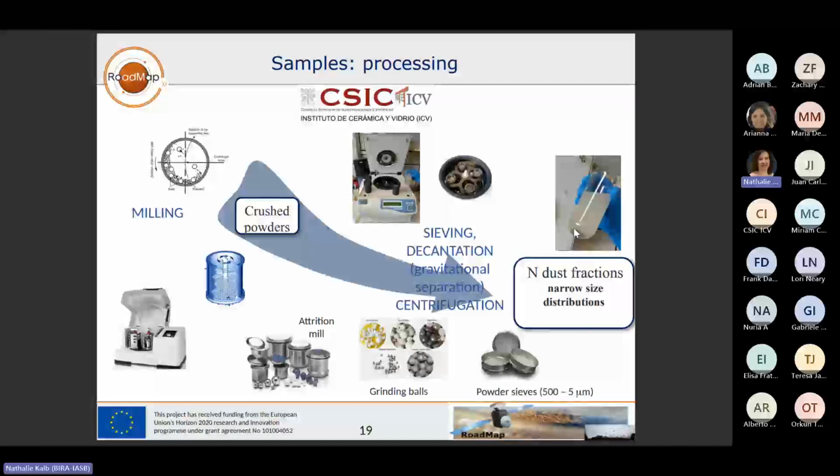Olga also showed you this before: the samples went through very lengthy processing at the Instituto de Cerámica y Vidrio in Madrid. Of course they had to produce very small, narrow size distributions, so they had to mill the sample, and then there was sieving, decantation and centrifugation, and finally we got very nice narrow size distributions.